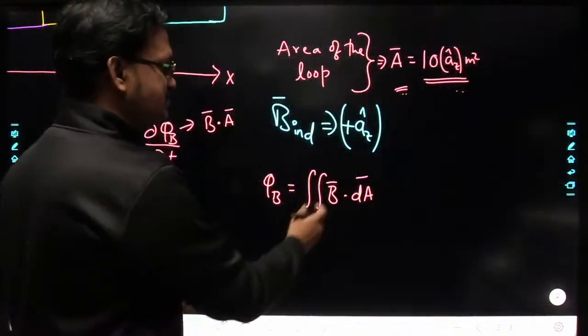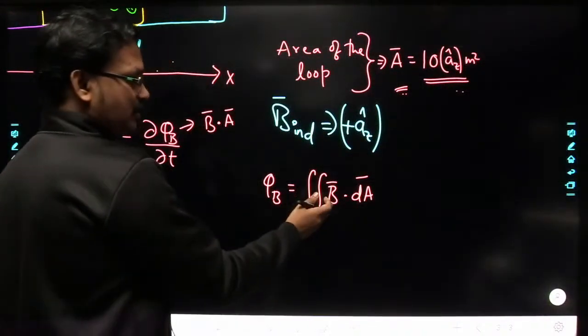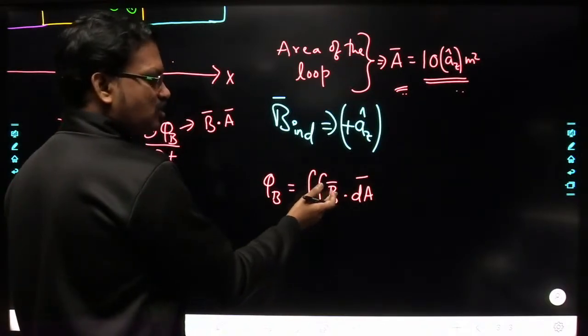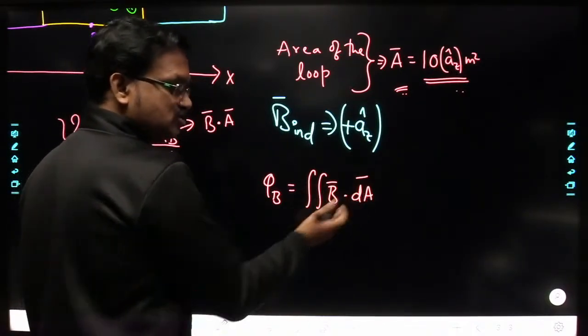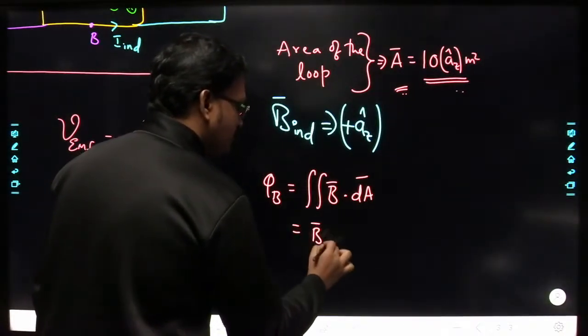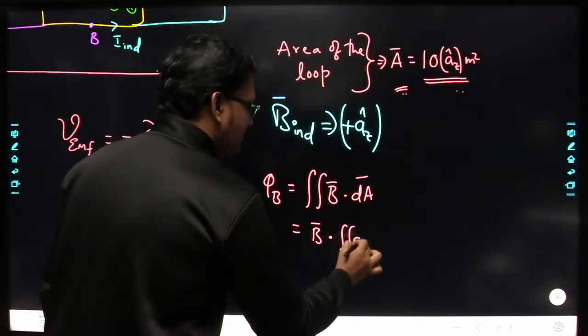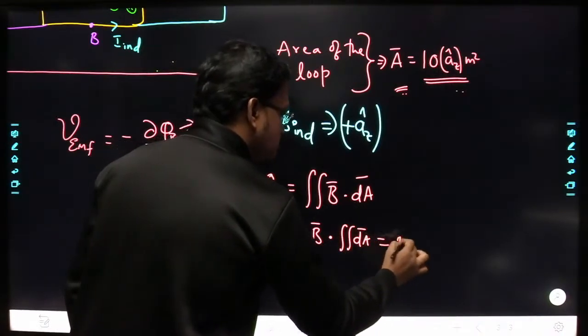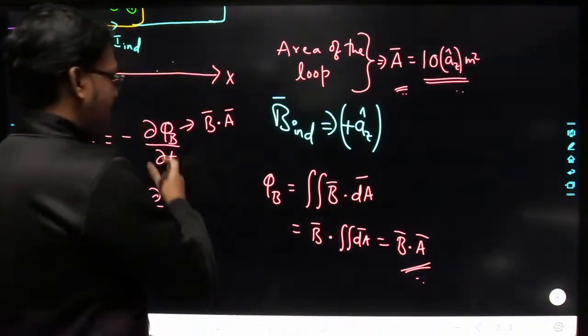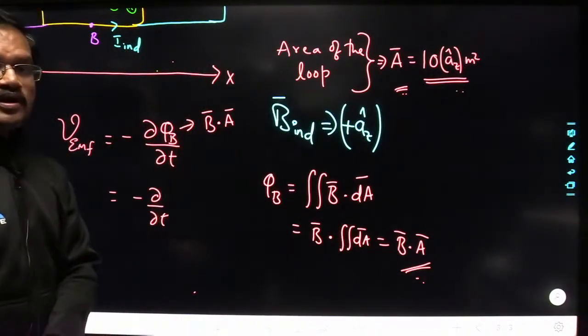Understood? So if it is independent of space, then it becomes constant with respect to this spatial operation. So you can take the B field outside the integration. Then B bar dot double integral dA bar is equal to B bar dot A bar. So in this manner I can directly represent phi b here, that is B bar dot A bar.